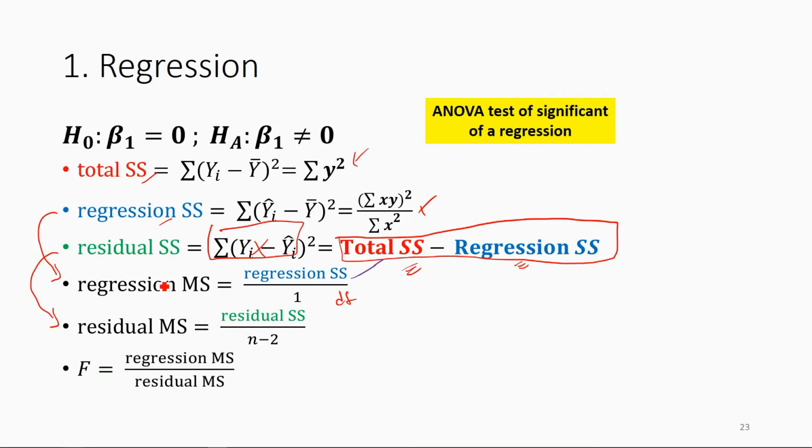After that, then you can calculate the F. So what you can do is just put the regression mean square divide by the residual mean square. Then you get the F value. But this is your calculated F value, so you have to refer to the F table.